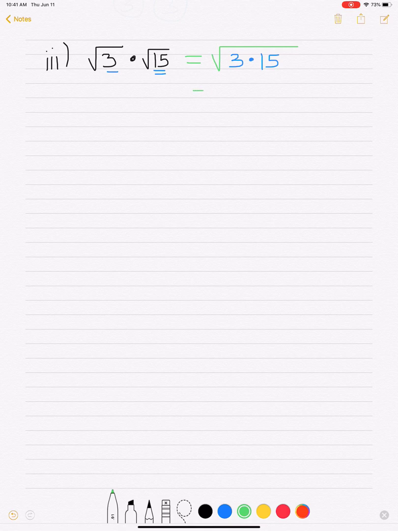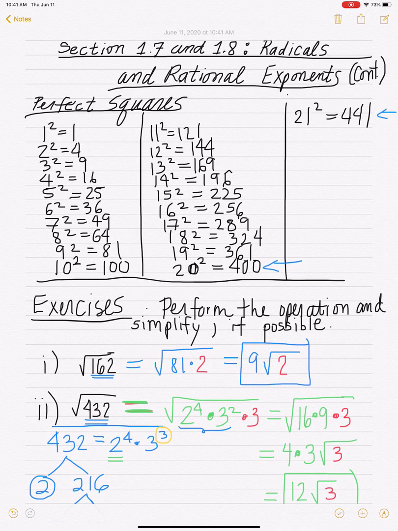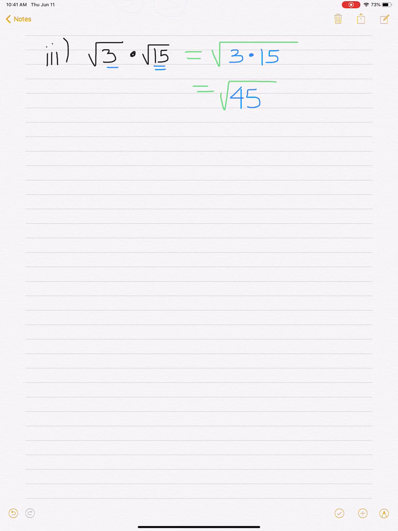Well, that's going to give me the square root of 45, because 3 times 15 is 45. Is 45 a perfect square? What were our perfect squares? No, 45 is not a perfect square. So what we can do, we can break up 45 into two numbers, where one is a perfect square and the other is not.